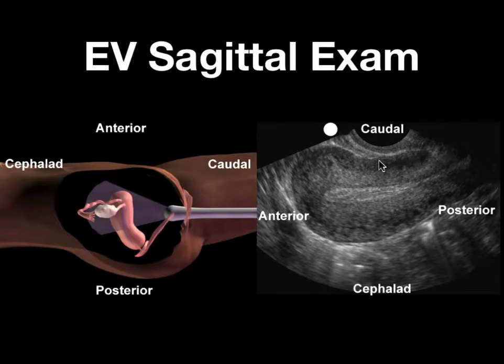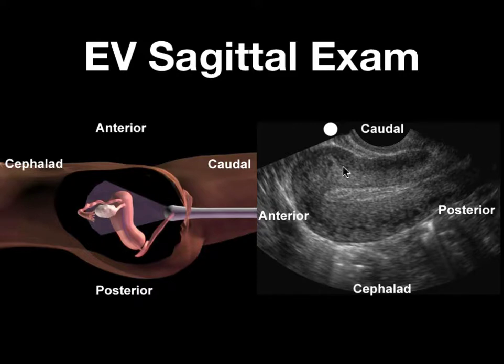Here you get a nice view of this anteverted uterus. Here you've got the medium level echogenicity of the myometrium. Here you've got the central endometrial cavity. Here you've got the posterior cul-de-sac, and here you've got the anterior cul-de-sac.